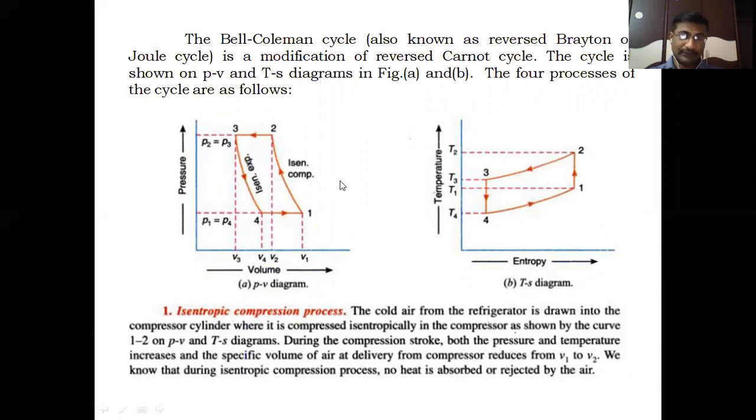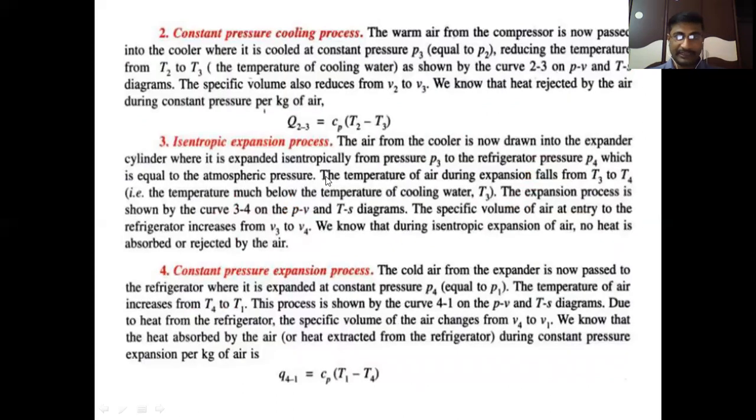Q23 is equal to, it is a constant pressure process, so directly we can take it as m Cp delta T. Per kg we are calculating, m is 1 kg, therefore Cp into T2 minus T3. Temperature reduced from 2 to 3, T2 minus T3 is the change in temperature during that process, into Cp, then we will get the heat transfer across that process per kg of air, Cp into (T2 minus T3).